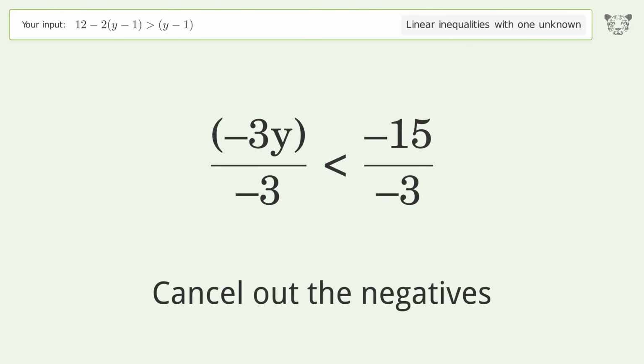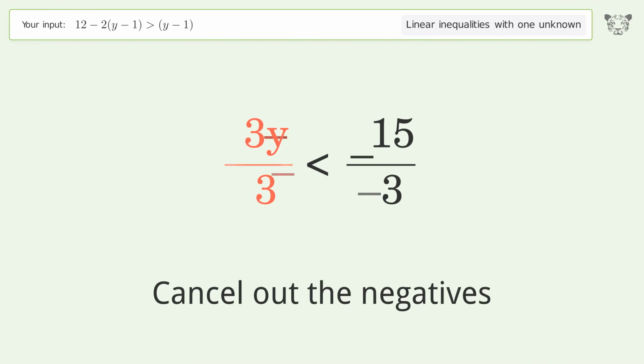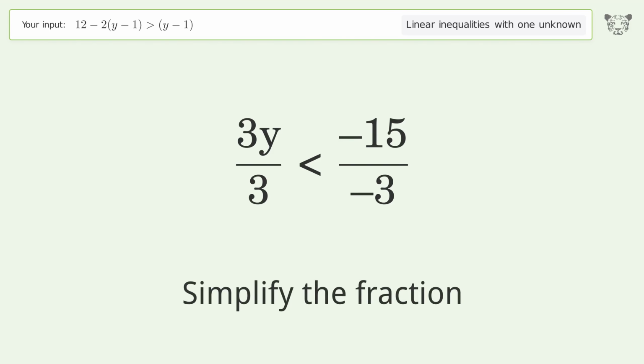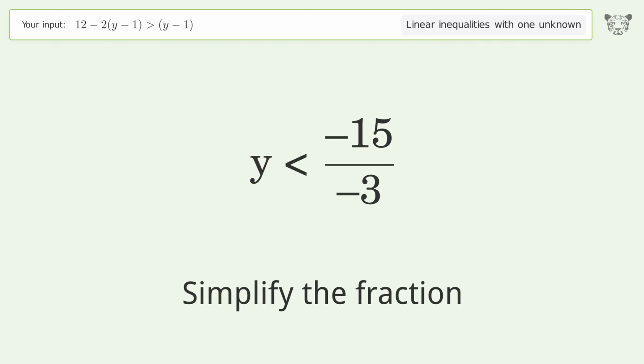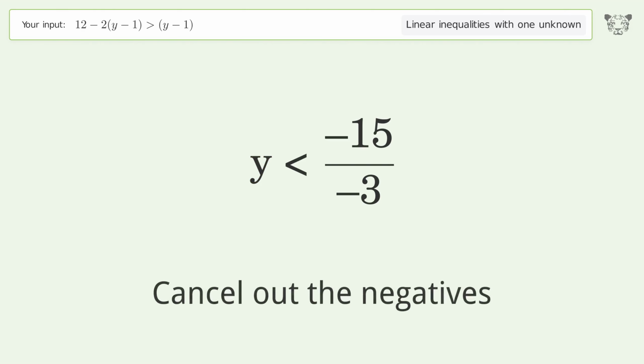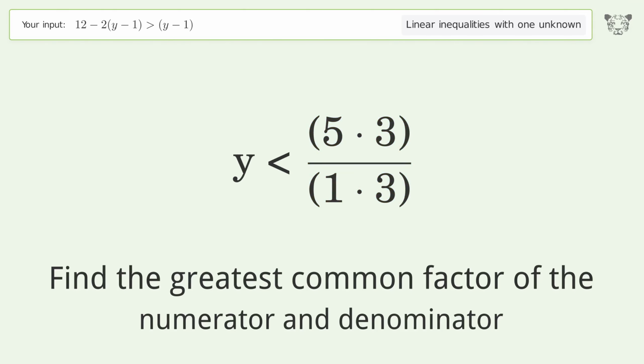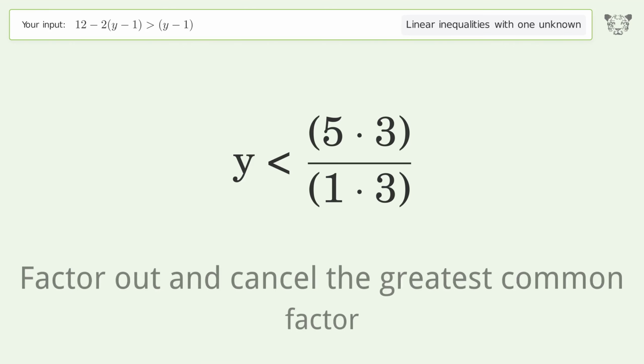Cancel out the negatives. Simplify the fraction. Cancel out the negatives. Find the greatest common factor of the numerator and denominator. Factor out and cancel the greatest common factor.